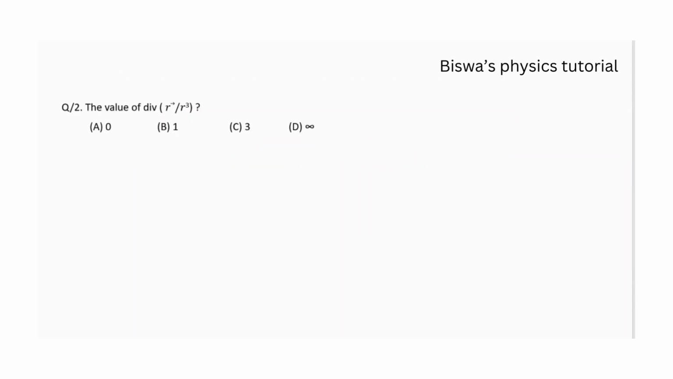Okay, next question. The next question is to find the divergence of this vector. We know one formula: the divergence of f into r vector, where f is a constant. This is our formula.